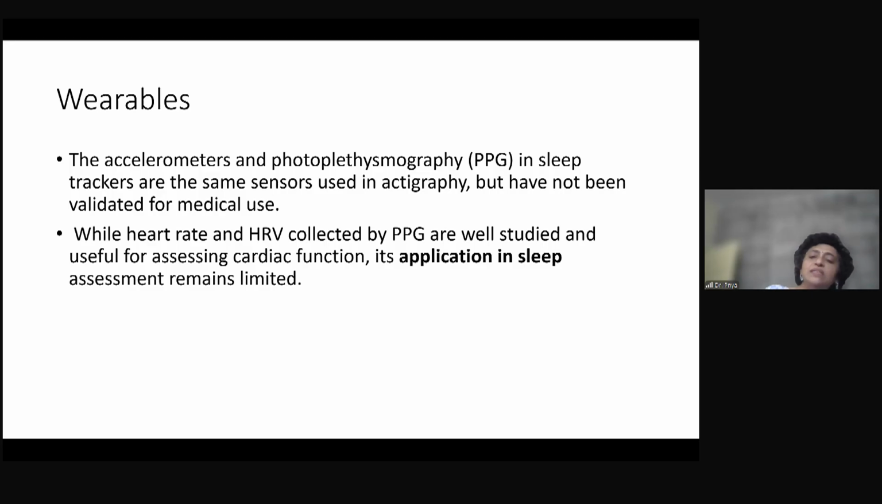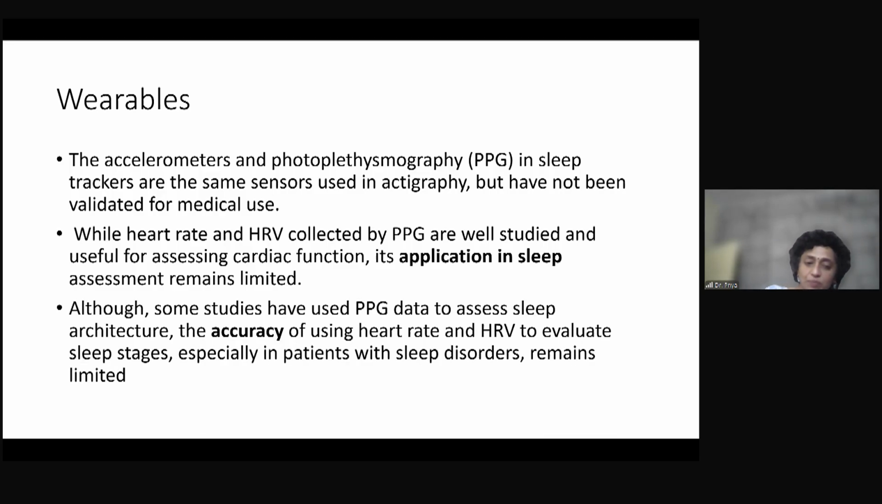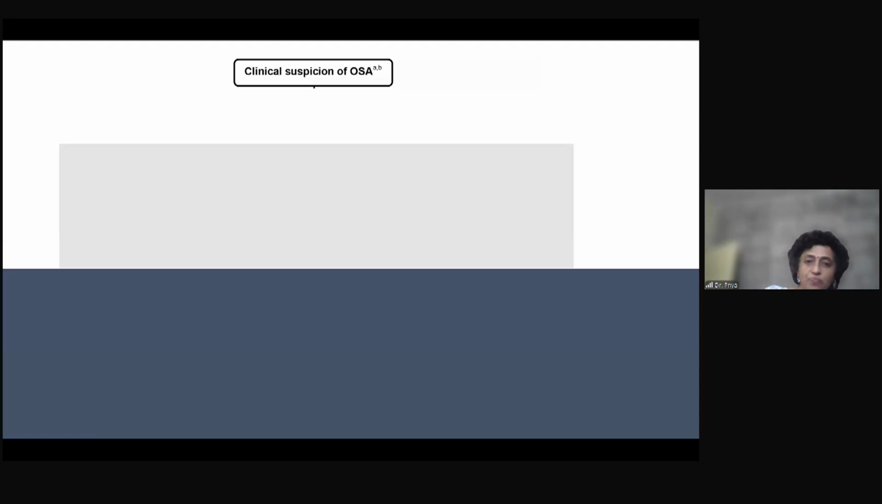Heart rate and heart rate variability are calculated, but their application in sleep assessment, in clinical sleep medicine, is still in the area of research. The accuracy to evaluate sleep stages is being researched, but it is still in a nascent stage, and the market is still a pretty good market for all these devices. You have Apple watches and Android watches available which tell us all this, but we don't know how accurate they are.